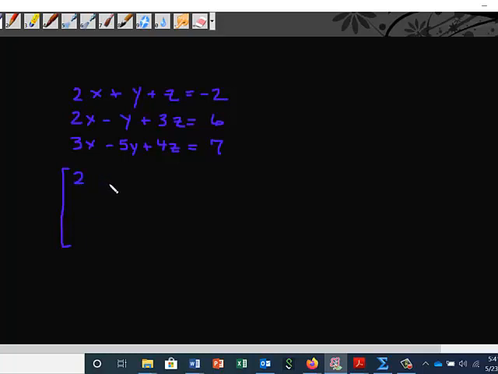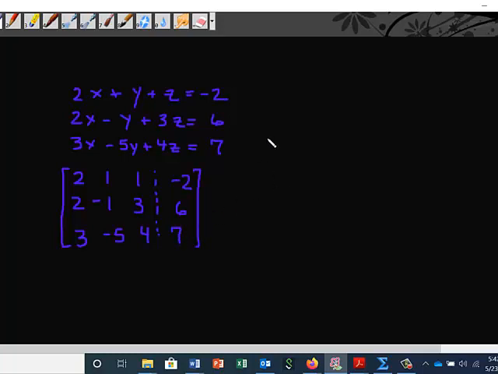So this will be 2, 1, 1, -2. Then this is 2, -1, 3, 6. And this will become 3, -5, 4, and 7. This is our 3 by 4 augmented matrix. So now we will perform row operations.